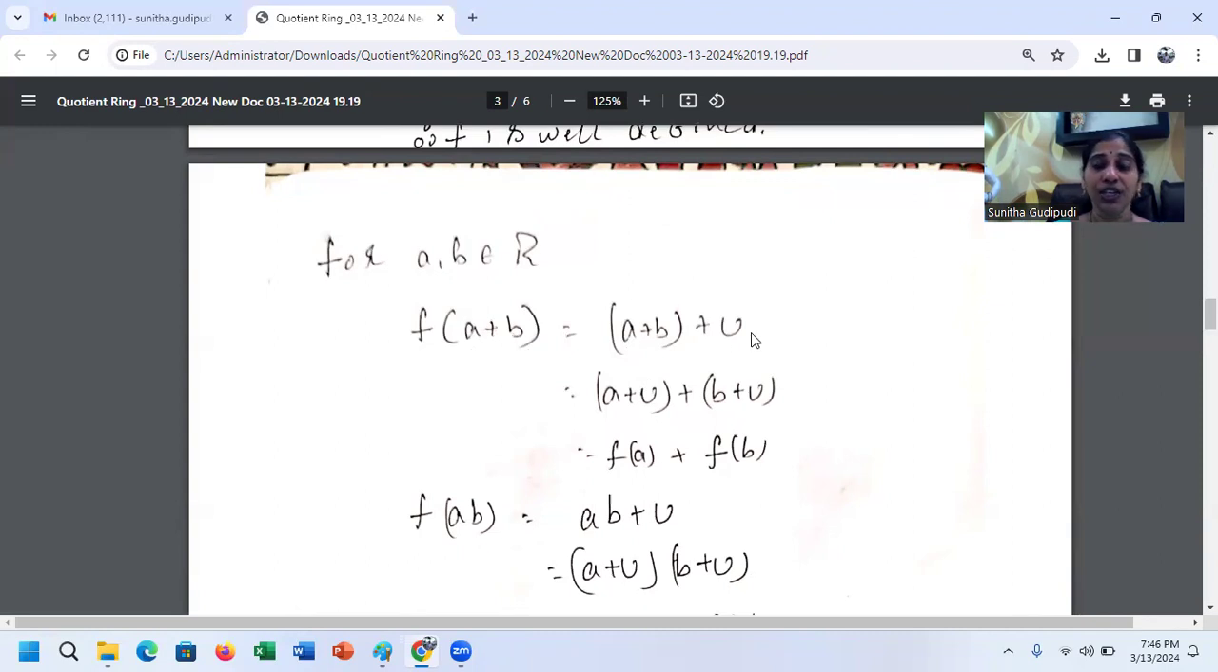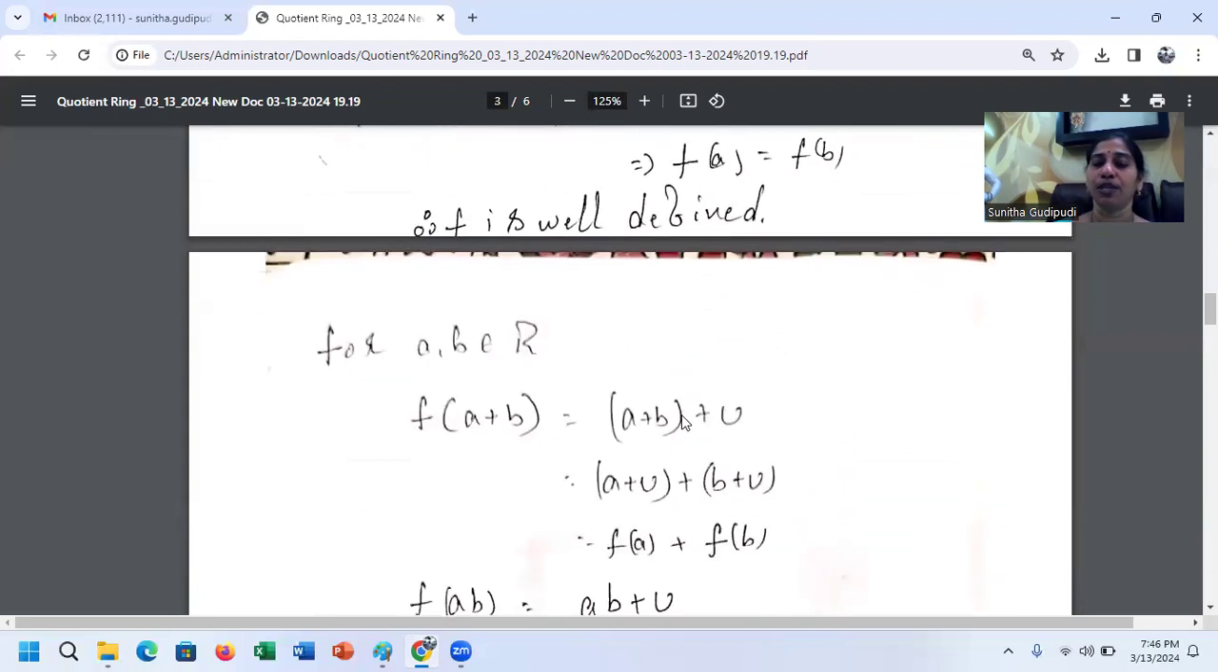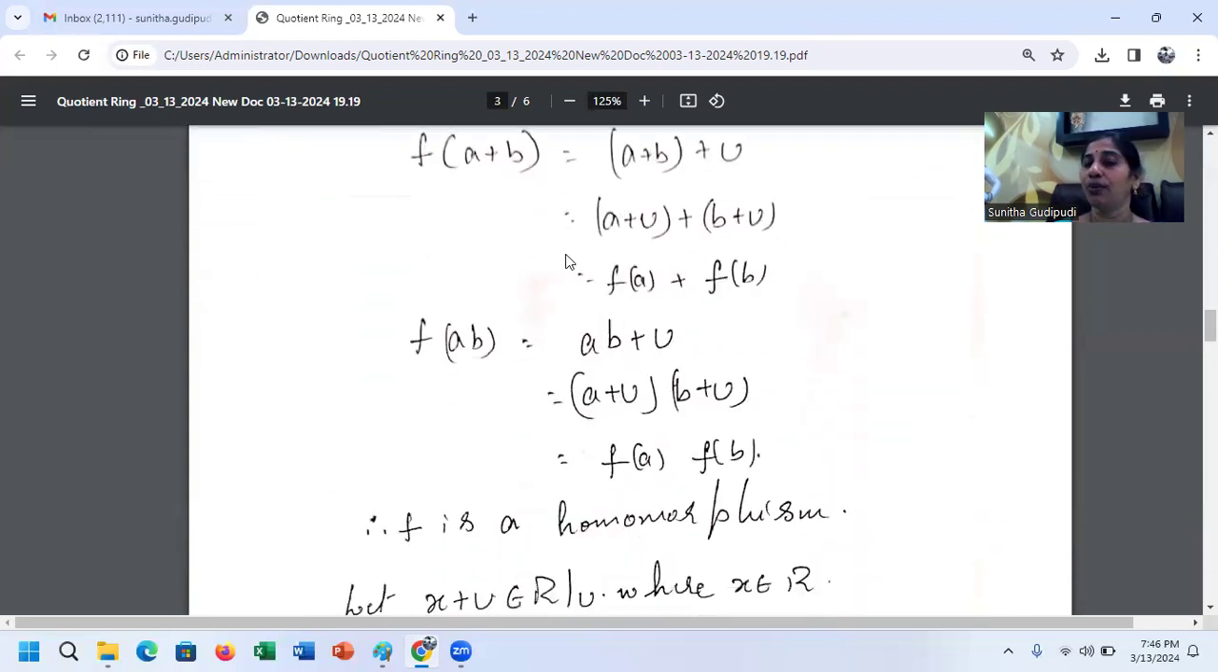But what is coset addition? From coset addition, we define (a plus U) plus (b plus U) as a plus b plus U. So I can rewrite this a plus b plus U as (a plus U) plus (b plus U). But a plus U is f of a, and b plus U is f of b. So here, under addition, we are establishing the homomorphism property. Now let's check under coset multiplication. Consider f of ab.